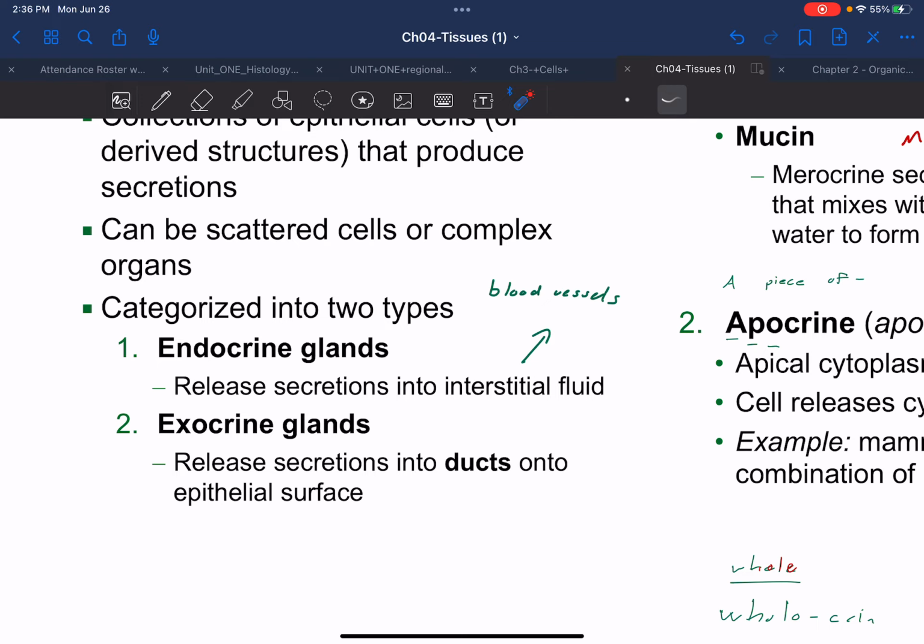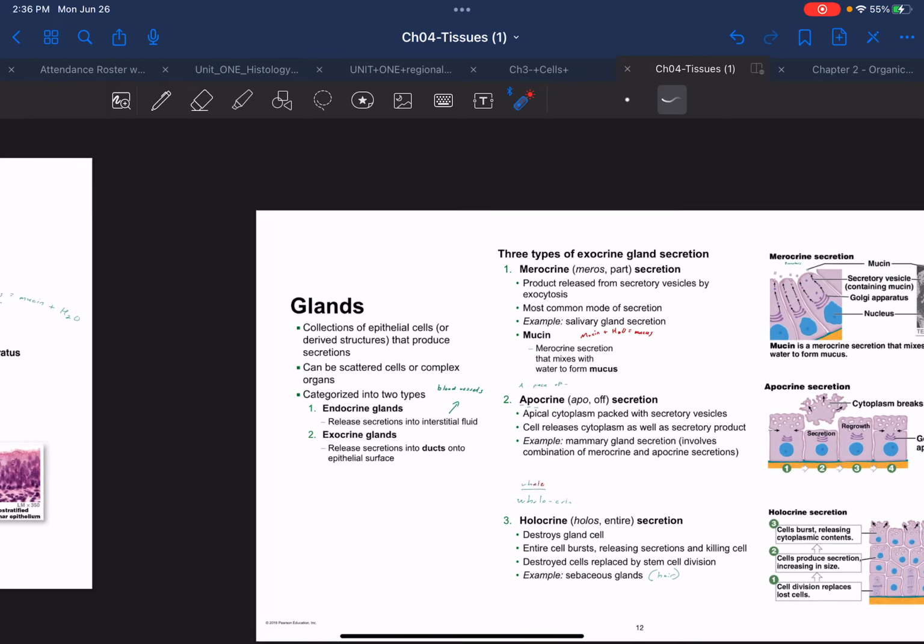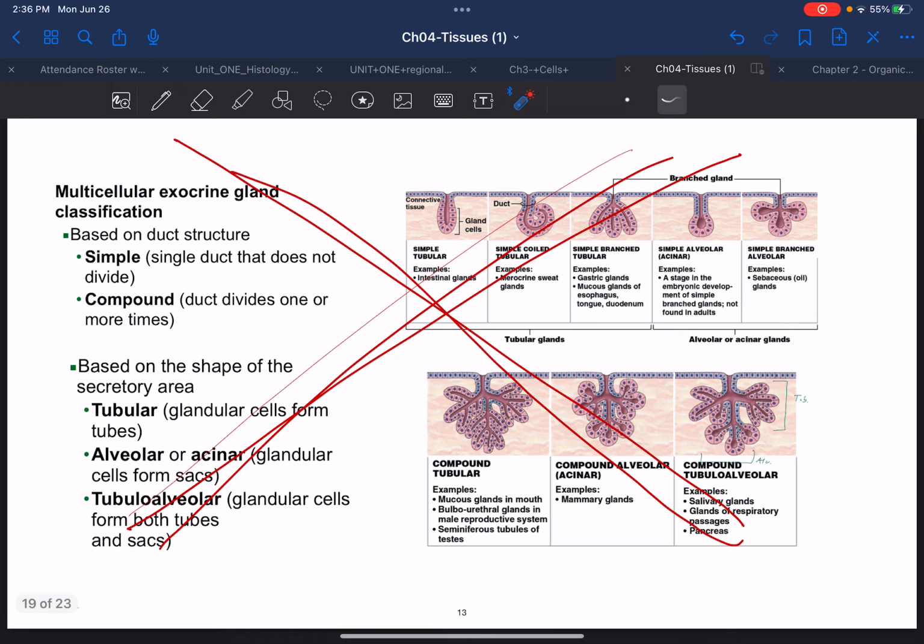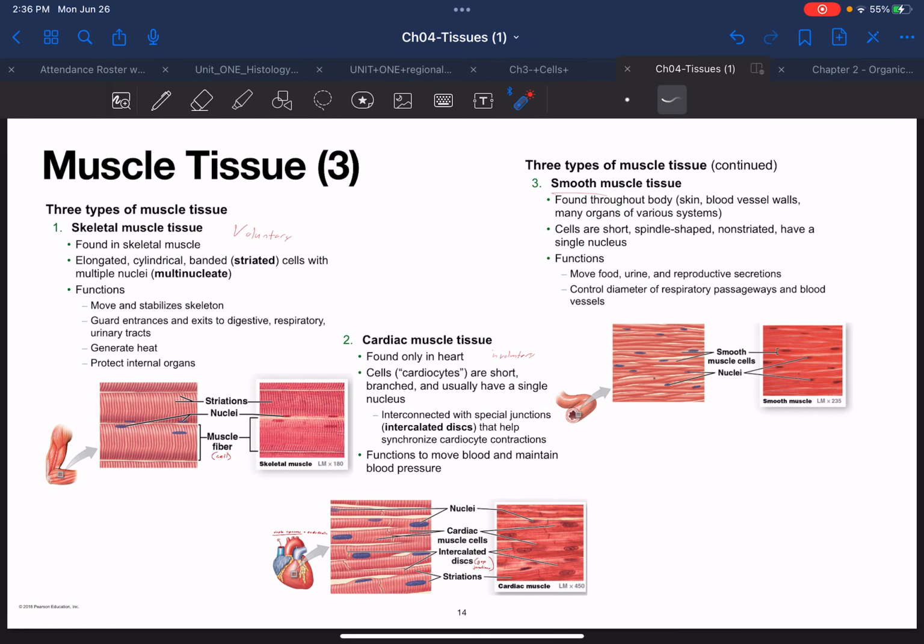Which just reminded me of something. I'm going to cut off one last thing from the first packet for all of you. And then muscle tissue. There is nothing new here to add that you don't know from lab.